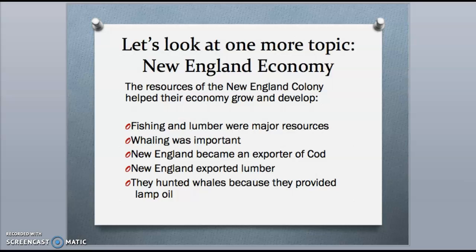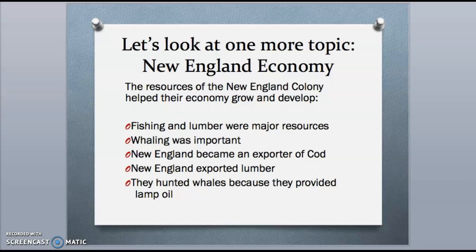Fishing and lumber were major resources. Whaling was important. New England became an exporter of cod. That's a type of fish. New England exported lumber. Remember, export is when they sell goods. And they hunted whales because they provided lamp oil. Okay, I want you to look at these. Pretend you're turning and talking to your partner, maybe. What would you pull as your three subtopics for the New England colony economy topic?